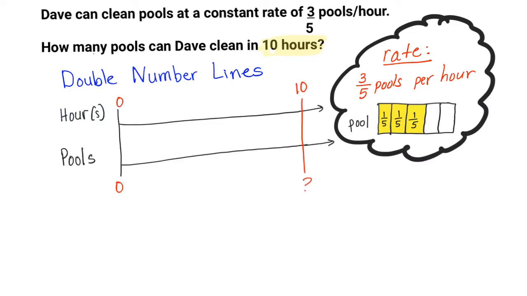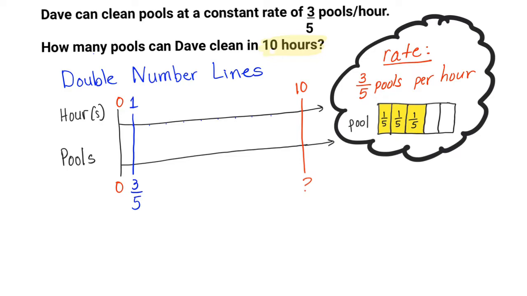Now we're going to be using double number lines to find how many pools Dave can clean in 10 hours. Please make sure that you have labeled the number lines. And we are trying to get to 10 hours. So this is what we're going to do. They already gave us the information of per hour. We know that in an hour, he's able to clean 3/5 of a pool. So we have that information.